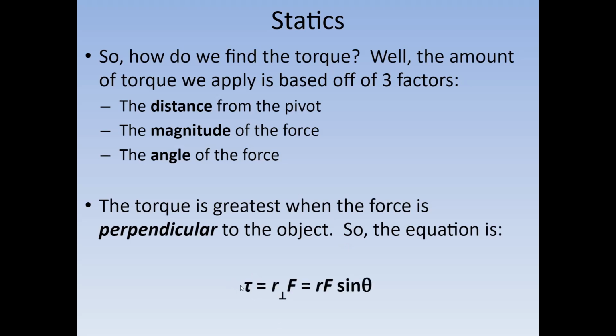So the equation that we have for torque is this. Torque is this symbol, a tau symbol. So tau equals RF, where these two terms are perpendicular to each other. Or we could write it as RF sine theta, where this angle, theta, is the angle of your force relative to the pivot arm, right?